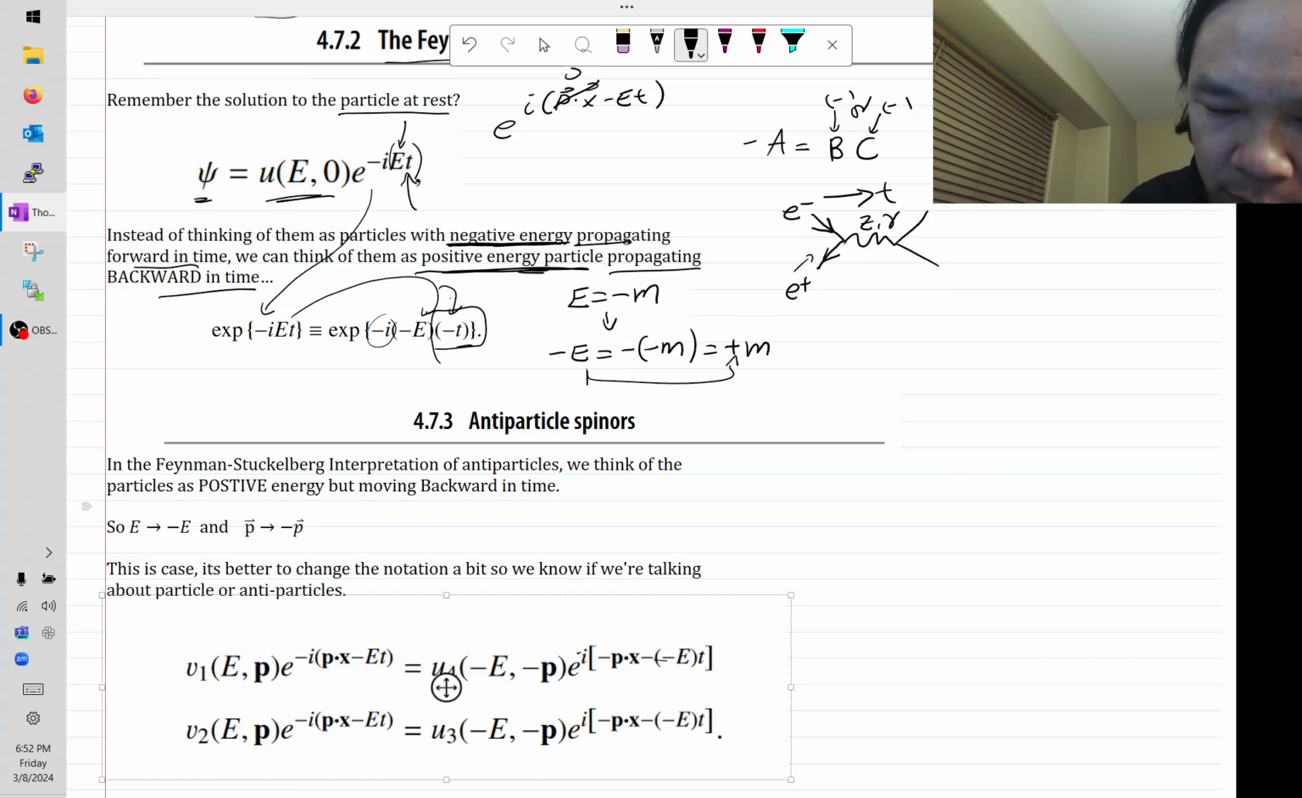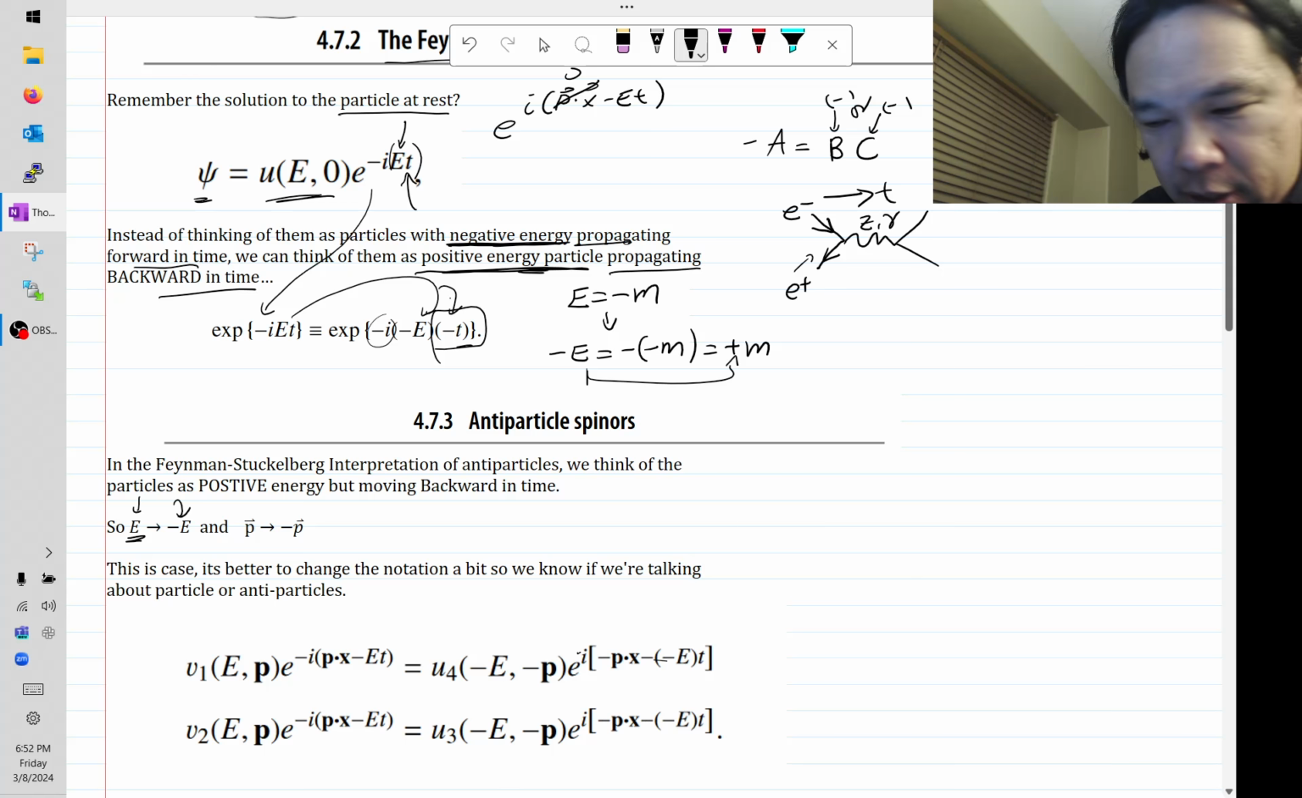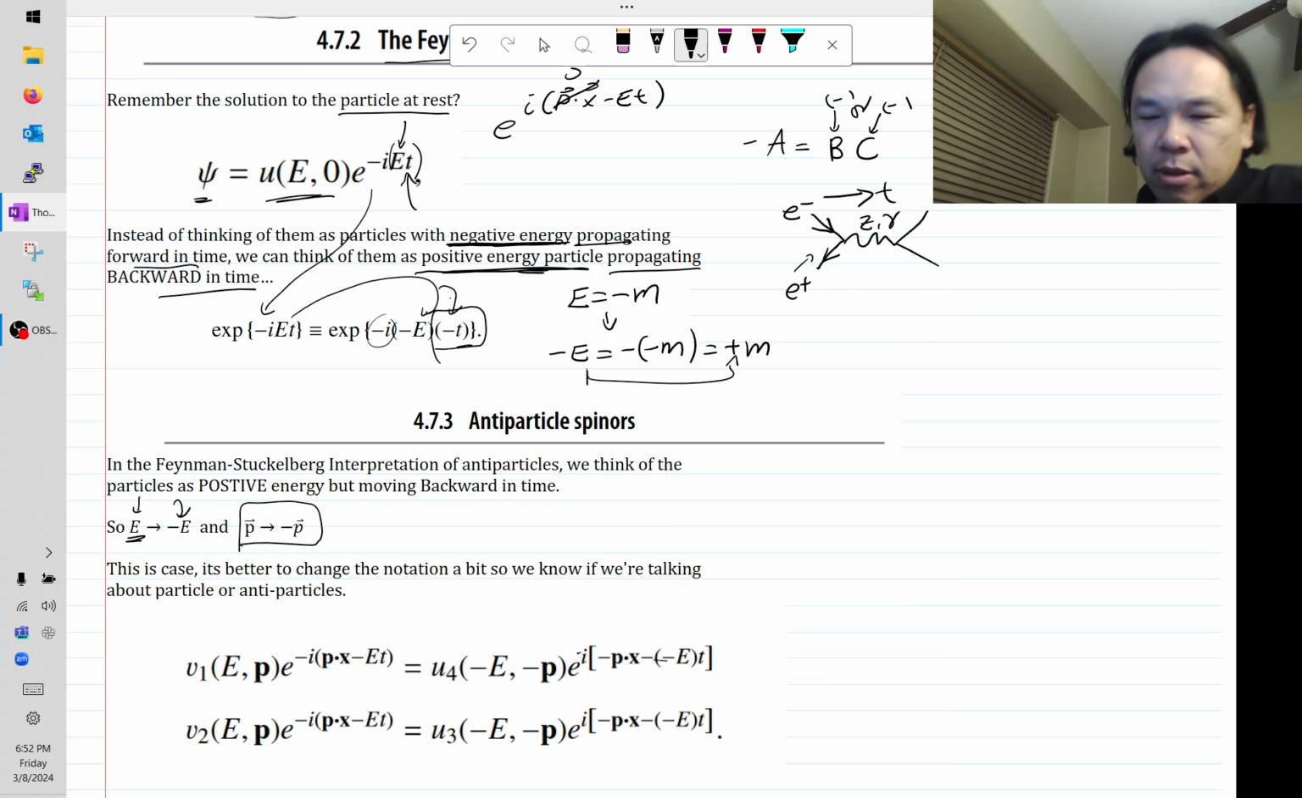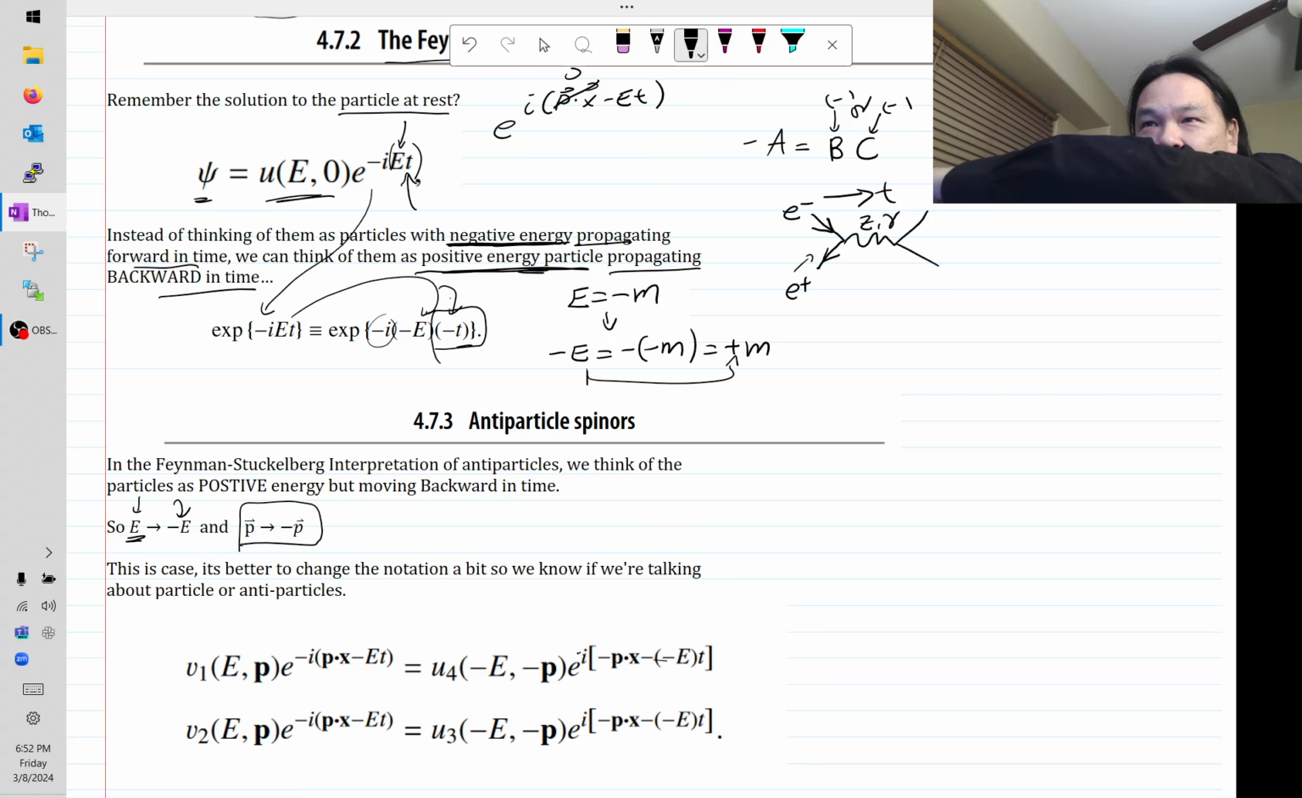Well, the energy solution becomes the negative of this energy. So what used to be negative m becomes positive m, which is what we want. But there's a consequence to this. Momentum is also flipping. If you have a particle going forward in time, and you're reversing time, it's actually going in the opposite direction.